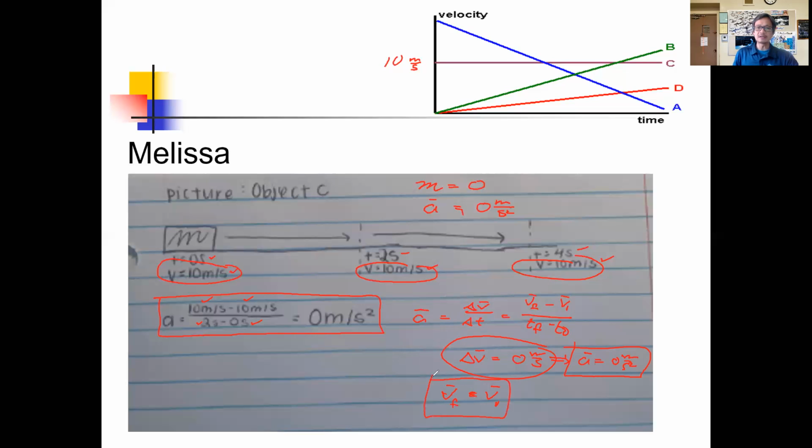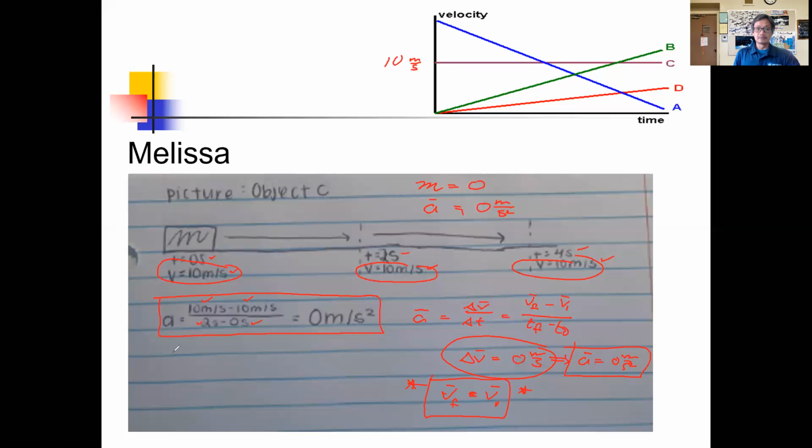Again, when the change in velocity equals 0, when the acceleration is equal to 0, that does not mean that the velocity is 0. It does not mean that the object comes to a stop. It simply means that the final and initial velocity are both the same.